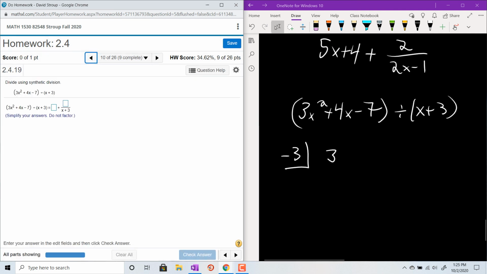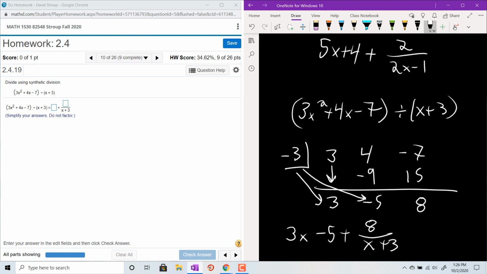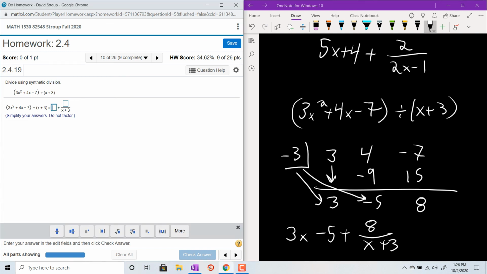So, okay, it would be 3, 4, negative 7. So you drop the 3 down, and then it's negative 3 times 3 is negative 9. 4 minus 9 is negative 5, and then negative 3 times negative 5 is 15. And then 15 minus 7 is going to give you 8. So our answer will be 3x minus 5 plus 8 all over x plus 3.